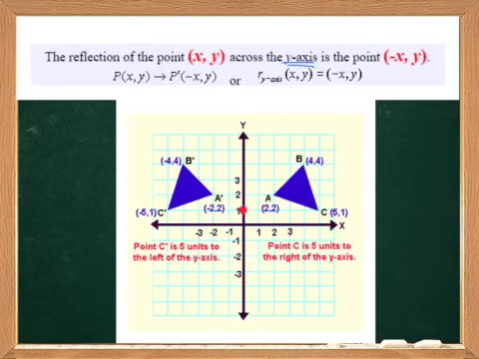Again, if we look at the line of symmetry, which is the y-axis, A is 2 points to the right, A prime is 2 points to the left. B is 4 points to the right, B prime is 4 points to the left. So they should line up, in case you forget the rule.